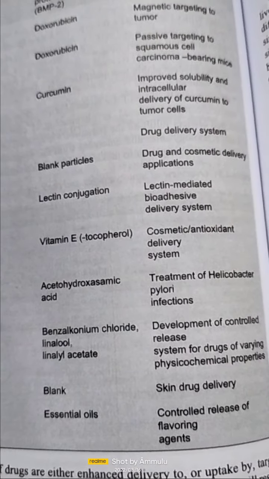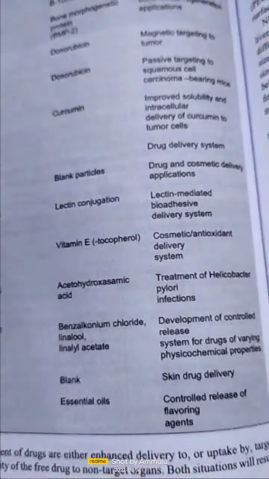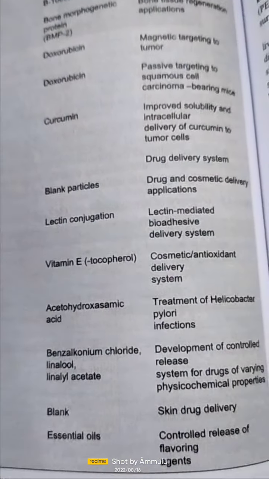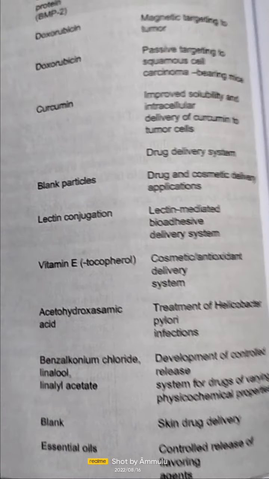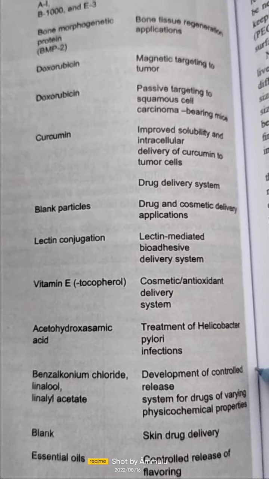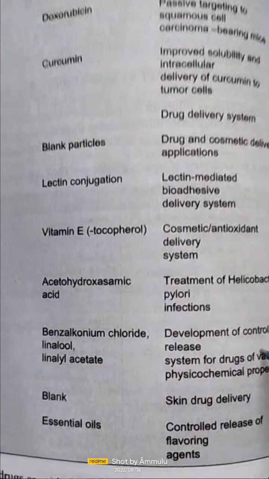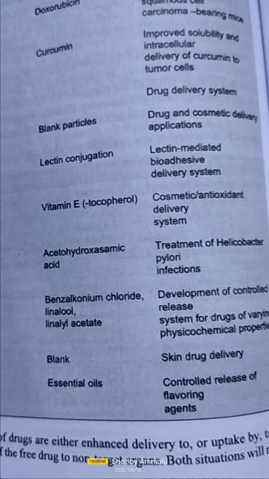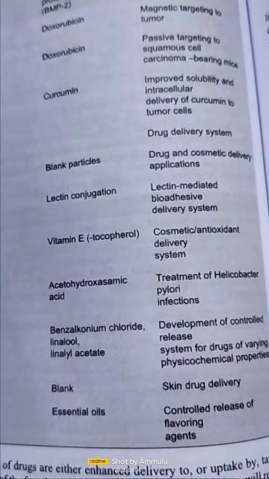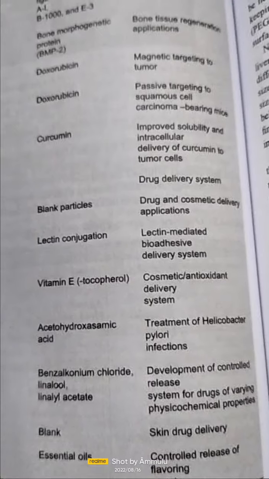And benzalkonium chloride, linalool, linalyl acetates. These drugs have a 900 to 950 nanometer particle size, and bind to the gliadin protein polymer, and are used for the controlled release system of drugs with varying physicochemical properties. And essential oils, containing 100 nanometer particle size, bind to zein, and are used for the controlled release of flavoring agents. This is about today's video. Thank you.